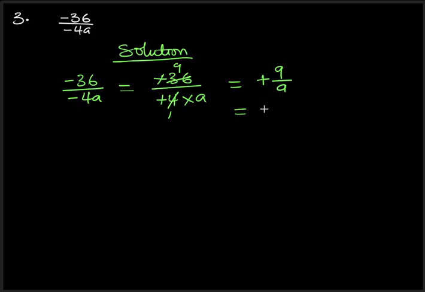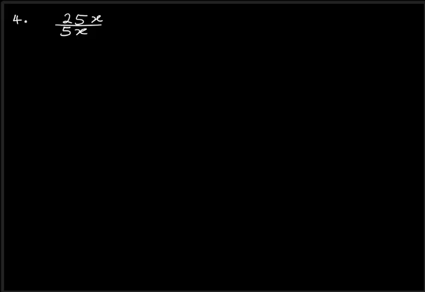This is equal to 9 all over a. Please take note, the down part is a. The a is not coming up. It's still down here, in the denominator part. So this will give us 9 all over a.